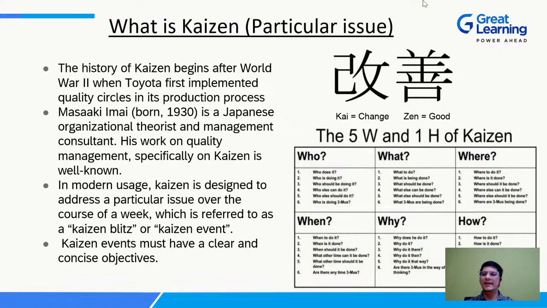What? So when the event is happening, what is the issue that's happening? Should it be done? What else can be done? Who else should be doing it as well? And where? Where do you do the event? What is done to complete the task? What is done to complete the issue? What else can be done? Where can it be done?